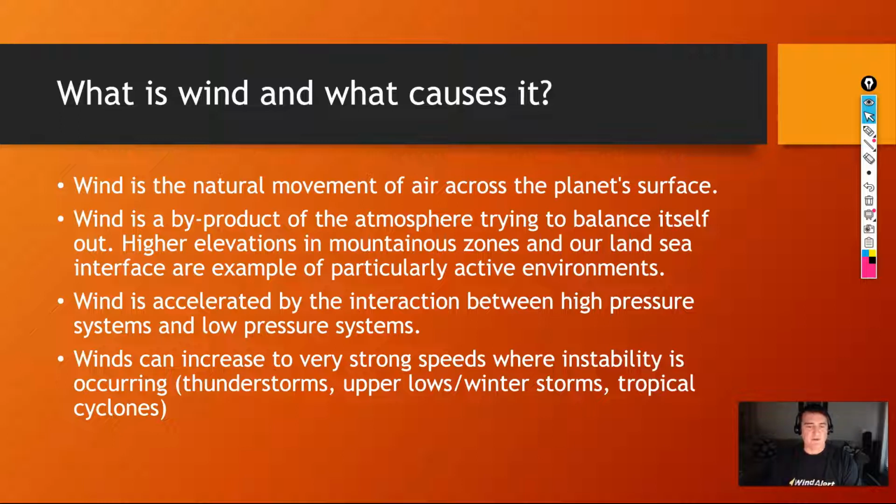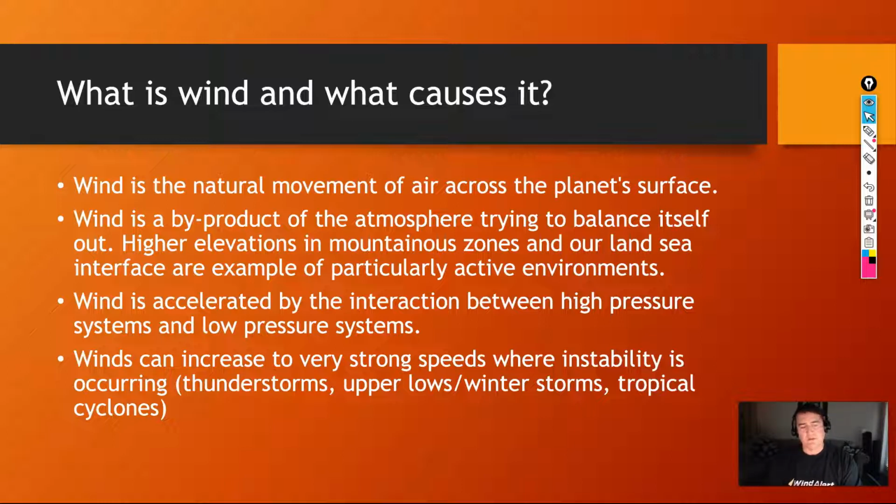So wind is a product of that, right? It's accelerated by the interaction between high pressure systems and low pressure systems. If you live in the northern tier of the United States, you know that the Canadian high is diving down across the Great Lakes, especially with these upper lows that come across. You know how windy it can get in those environments. Also, mountainous zones high up in elevations are very windy areas when it comes ahead of cold fronts.